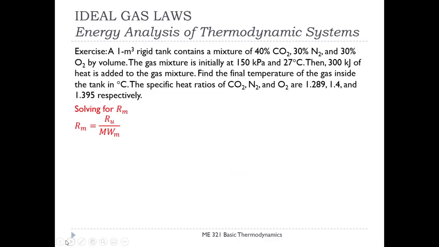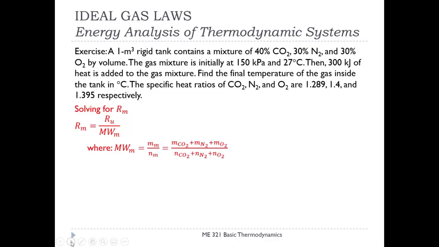To solve for the mixture gas constant, we just use the formula universal gas constant divided by the mixture molecular weight. The molecular weight of the gas mixture can then be found by dividing the mass of the mixture by its corresponding total number of moles.